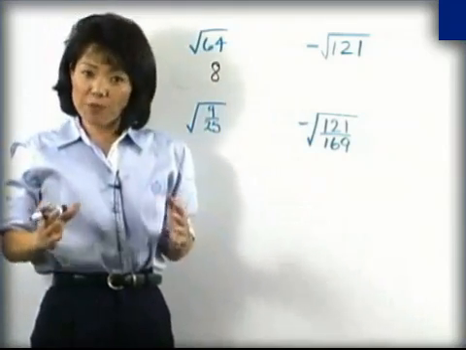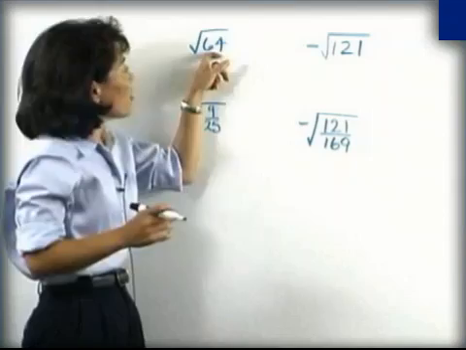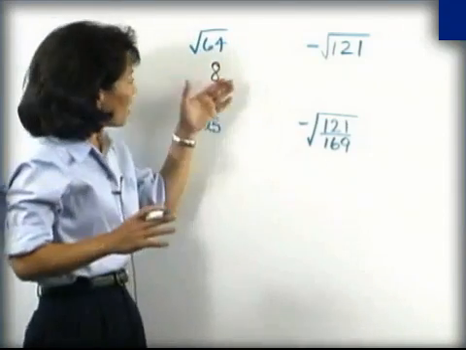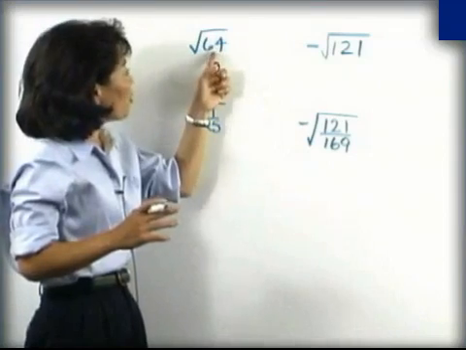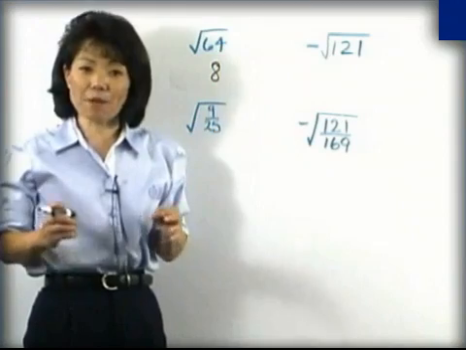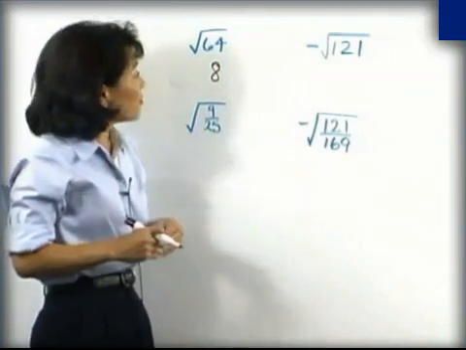Again, when working with square roots, you're looking for some number times itself that equals a number under the radical sign. So again, the square root of 64 is simply equal to 8 because 8 times 8 is equal to 64. Let's try another one.